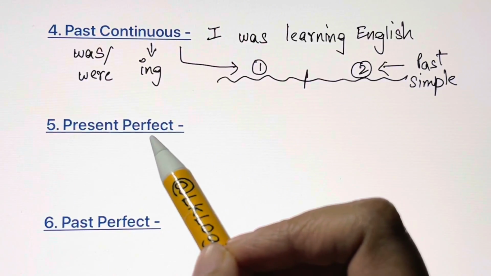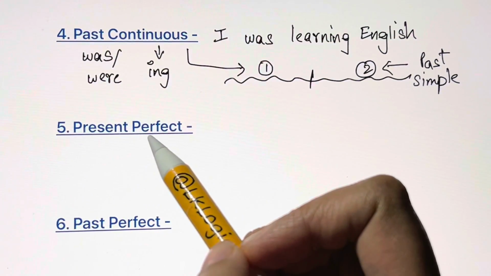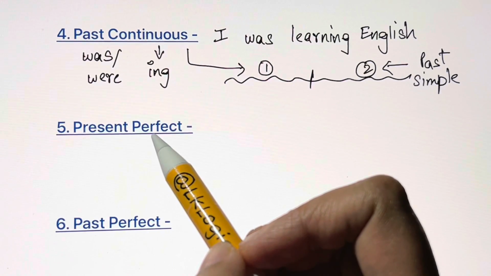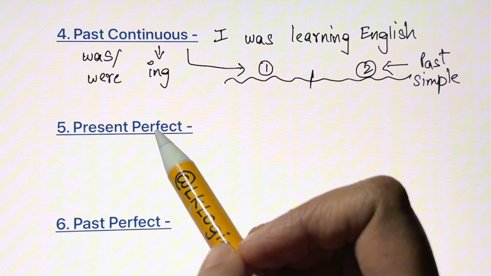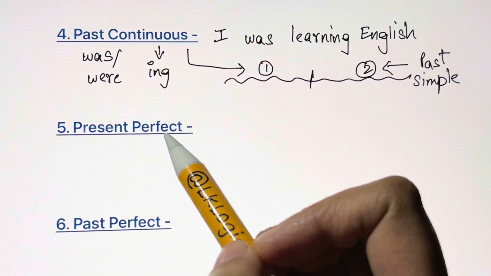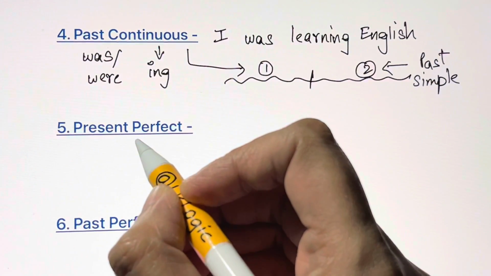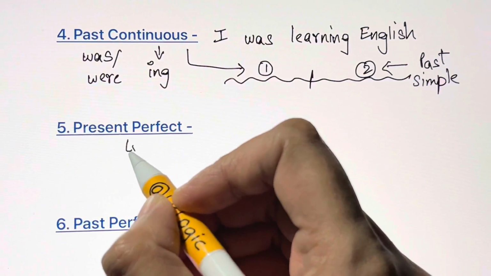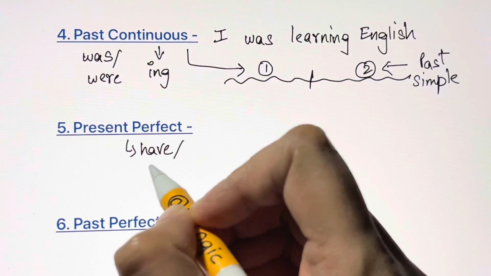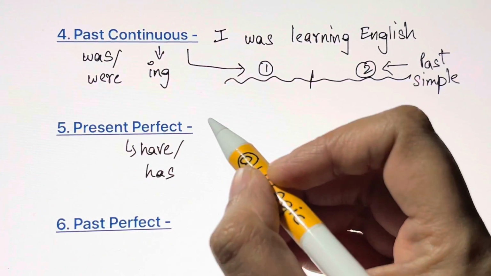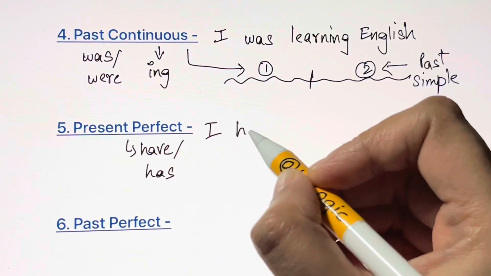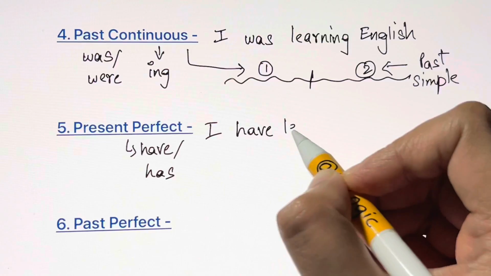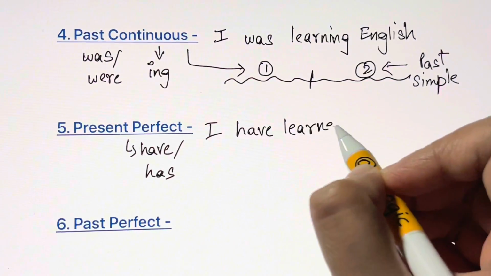What's present perfect? What do you mean by perfect? In general, the meaning of perfect is completely done, right? Something which is completely done. Perfect in the sense, it's perfectly done. When you're talking about perfect, we always use have or has. So what will our sentence be? You have to add have or has. Alright, I have learned English.